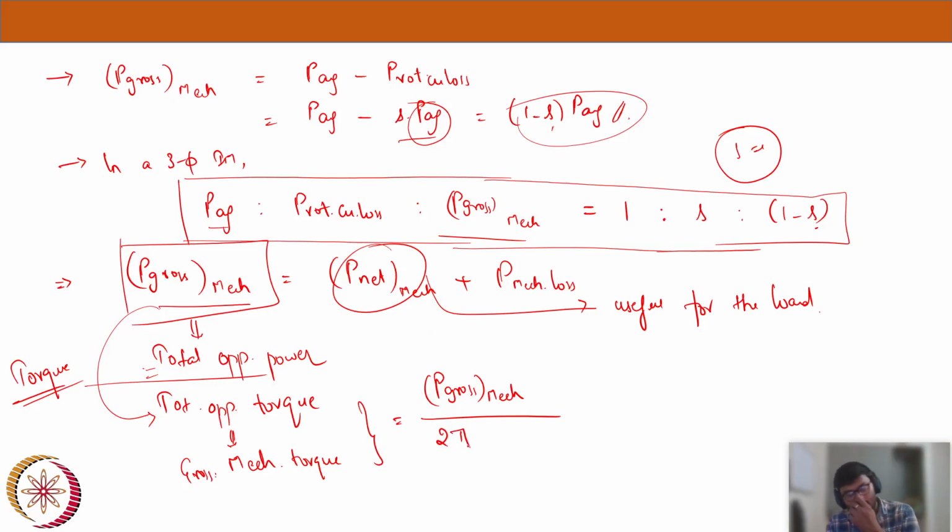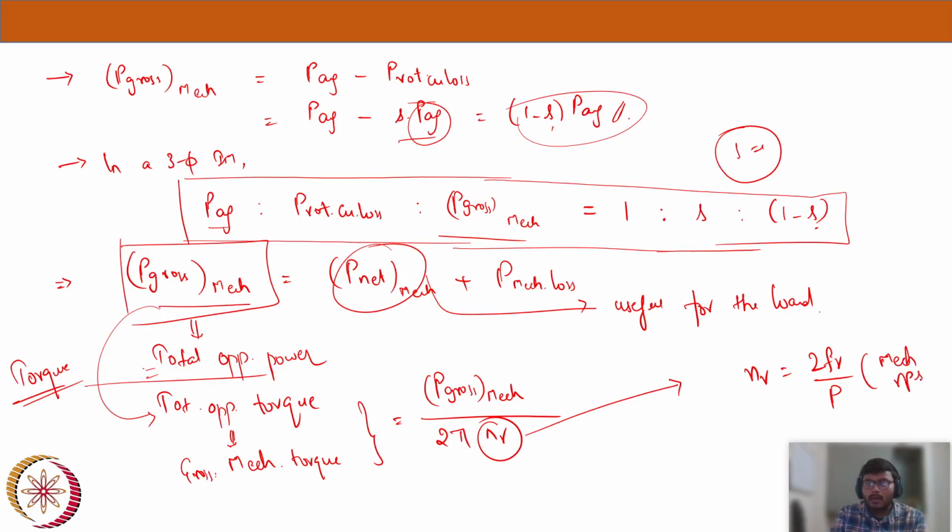What is the speed of the motor here? That is nr. nr means mechanical speed in rps. I will write the expression for nr here: nr is equal to 2 fr by p. This is the rotor frequency, and the unit will be mechanical rps.